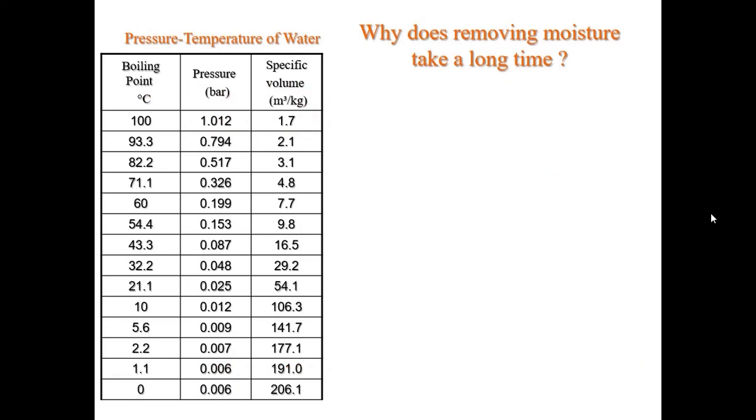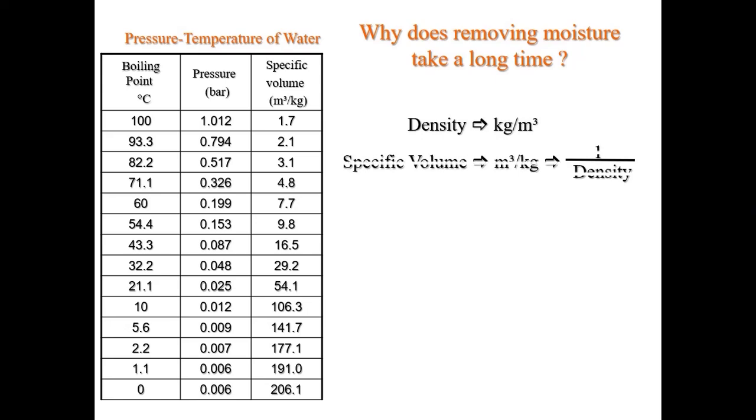Here we have a water pressure and temperature chart. In the last column, I included the specific volume of water vapor. Specific volume is the reciprocal of density, so the unit is also reciprocal. Pay attention to the first row, which shows that water boils at 100 degrees Celsius at 1 bar pressure. The specific volume of water vapor at that pressure is 1.7 cubic meters per kilogram.